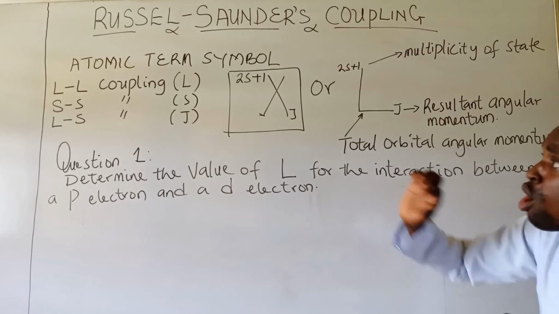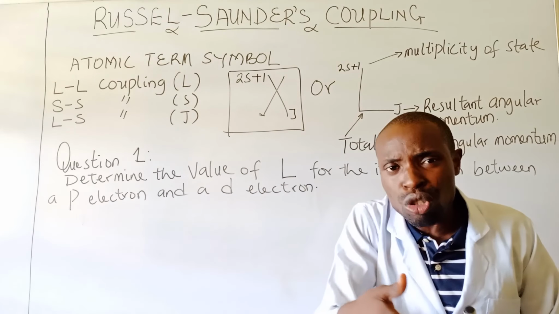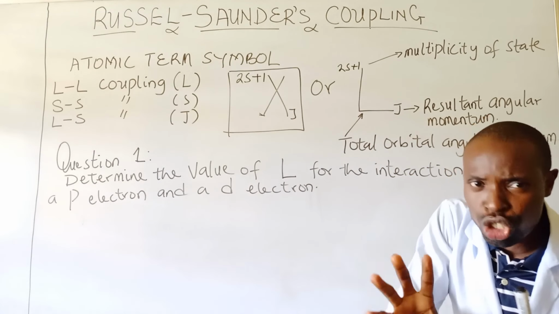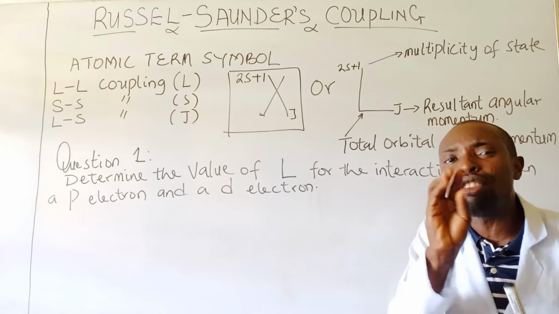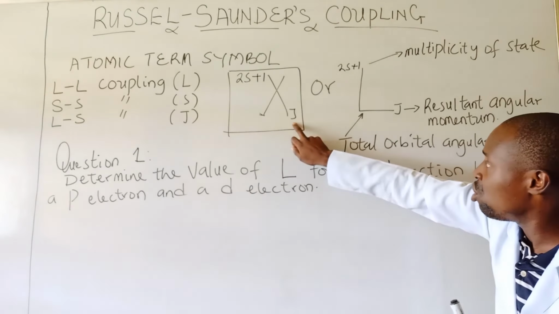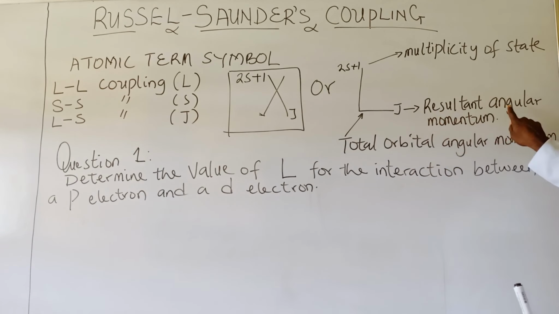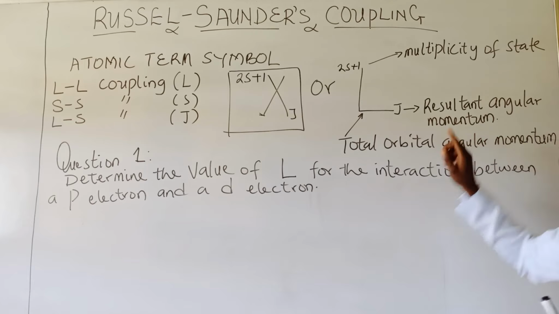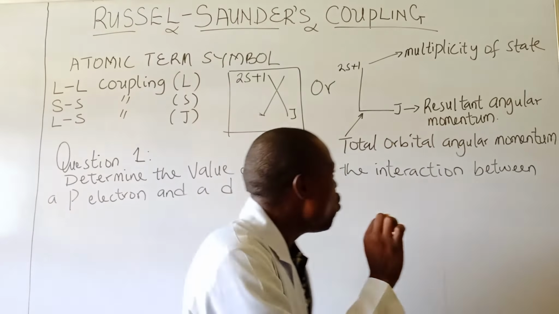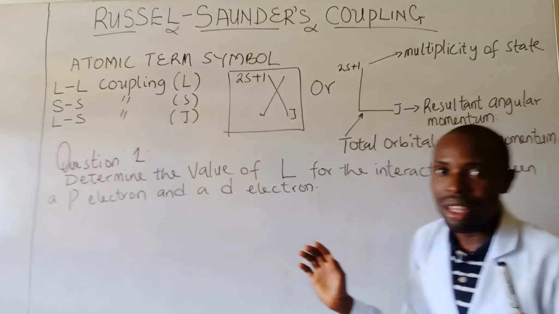Take note, because without your knowledge of this atomic term symbol, it will be very difficult to understand some of the foundation of atomic spectroscopy. We should also understand that this subscript here, which is J, stands for the resultant angular momentum. Do not forget, I repeat, resultant angular momentum.